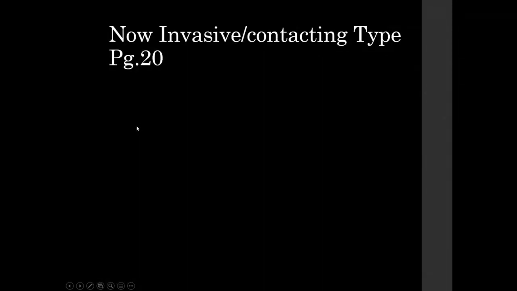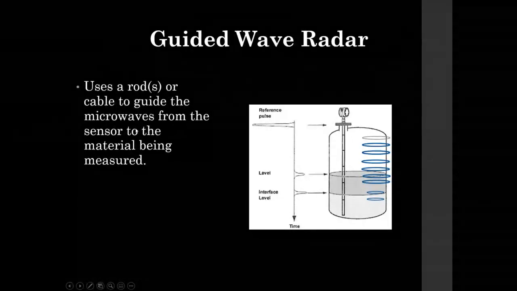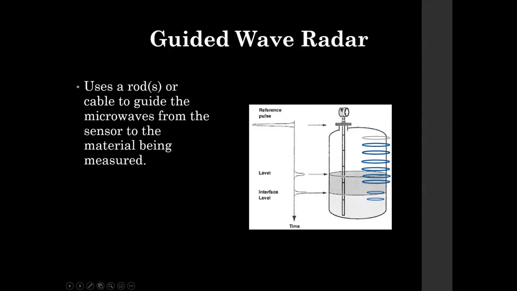Okay, this next section is the bulk of the ILM here, talking about invasive, more contacting type radar devices, which we also call guided wave radar. Guided wave radar, as the name would imply, uses a guide, typically a rod or a cable, which guides the microwaves from the sensor down to the material being measured. You'll see here in this diagram, these circles here should be around the probe.